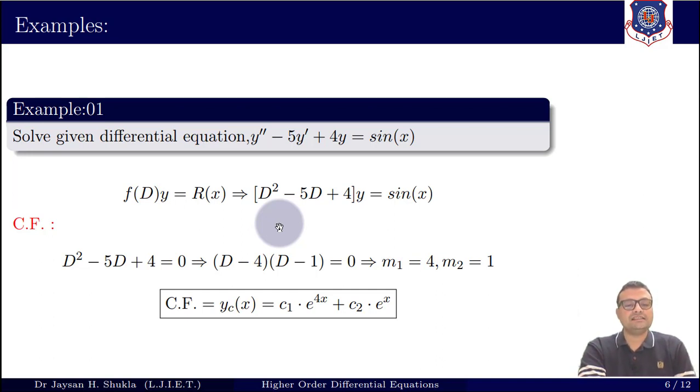Now, let us consider the auxiliary equation for the complementary function. So, I am taking f of D equals 0. Factorizing it will give you two roots, 4 and 1. So, it is the case of real and distinct roots. So, I am taking c1 e raised to 4x plus c2 e raised to x.